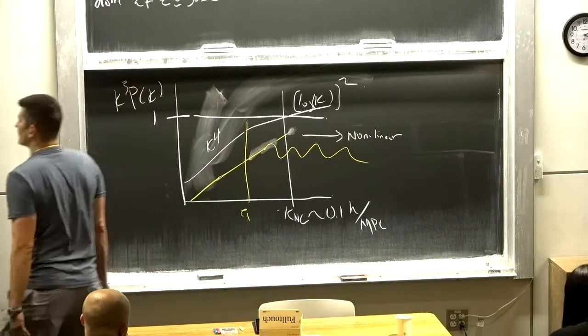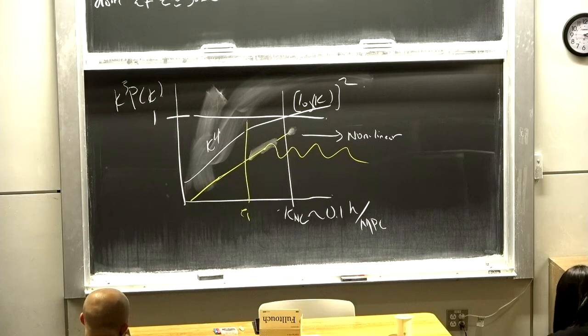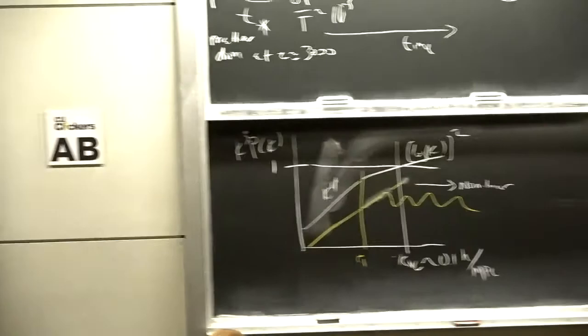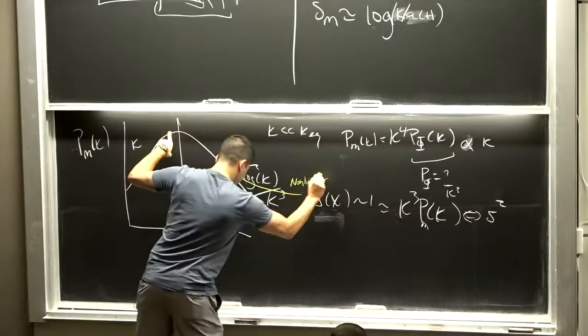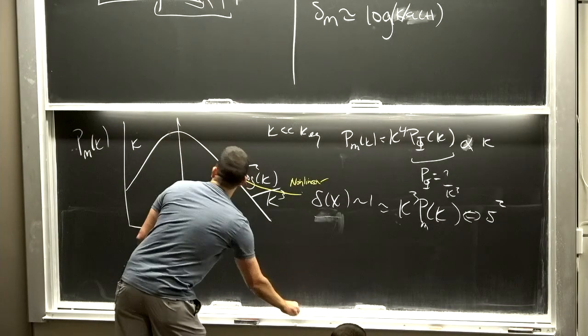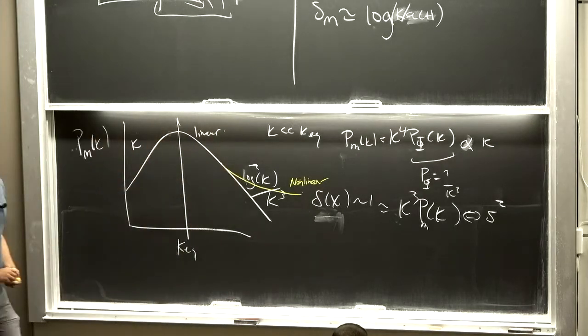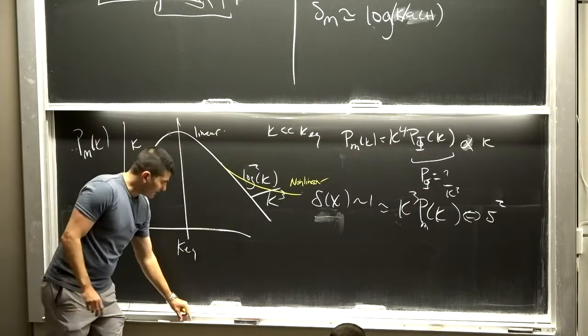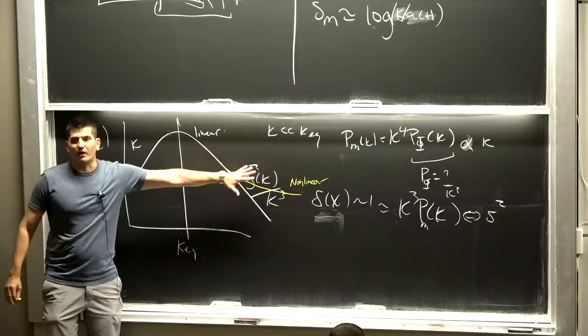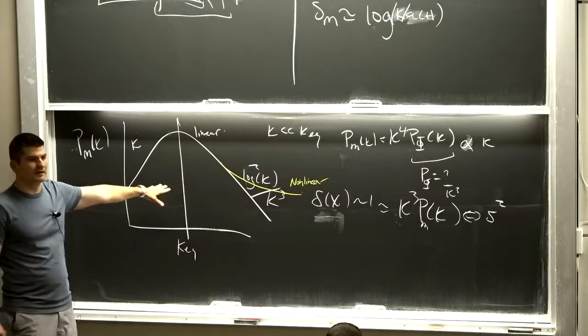Now, what this means for the matter power spectrum is that if you were to plot the nonlinear matter power spectrum on top of this, it would look something like this. So this is the nonlinear part, and this white one is the linear one. But the takeaway here is that nonlinearities are all happening on small scales.